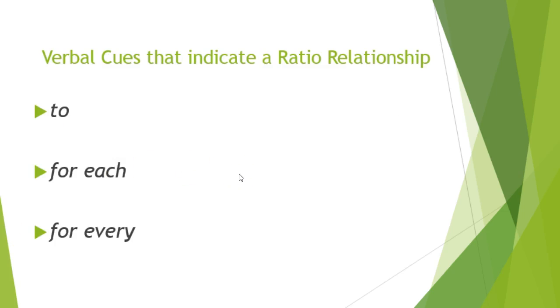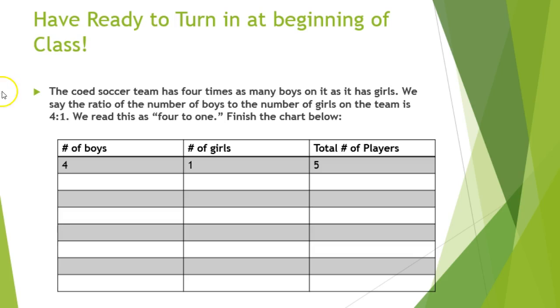Verbal cues that indicate a ratio relationship: 2 for each, for every. Have ready to turn in at the beginning of class. The co-ed soccer team has 4 times as many boys on it as it has girls. We say the ratio of the number of boys to the number of girls on the team is 4 to 1. Reread this as 4 to 1. Finish the chart below. I'm going to do one more with you.